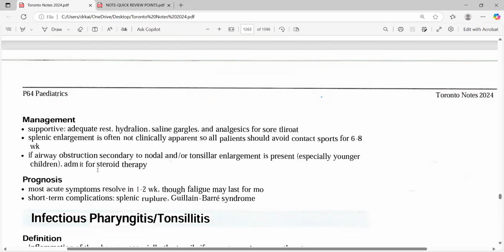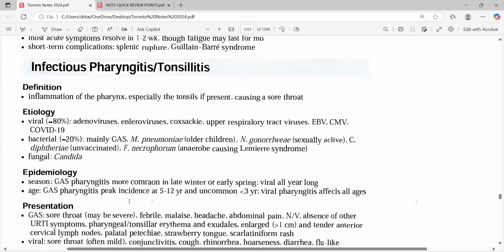Anyway, there is no treatment, so it's supportive. Most commonly it resolves within 1 to 2 weeks. You have to talk about this, and later on it can cause splenic rupture and Guillain-Barré syndrome.